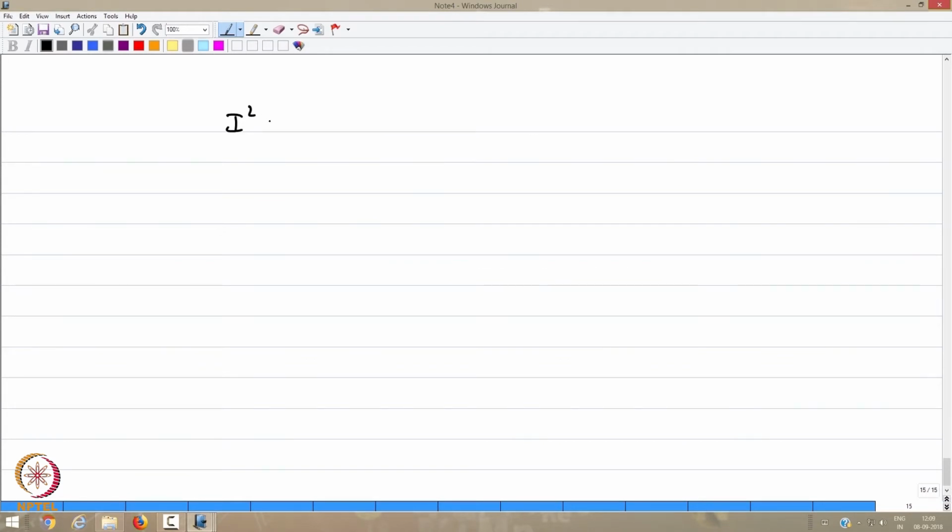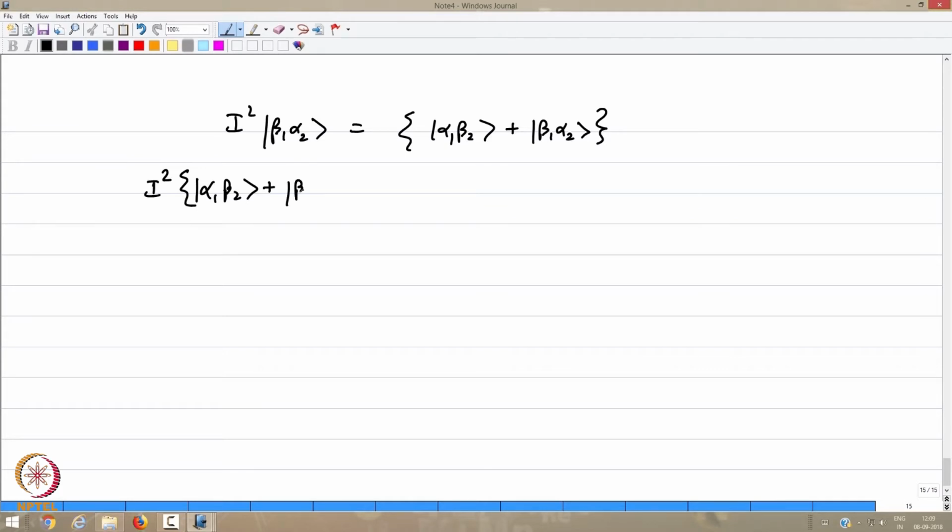It gives you the product of two states, and likewise do exactly the same thing. I square on beta 1 alpha 2 will give you the same thing, namely alpha 1 beta 2 plus beta 1 alpha 2. Okay. So, it is quite clear that I square on alpha 1 beta 2 plus beta 1 alpha 2 gives you twice, because it gives you once for this and the same thing for the other. Therefore, it gives you twice alpha 1 beta 2 plus beta 1 alpha 2.